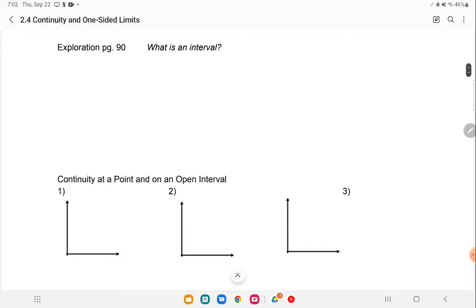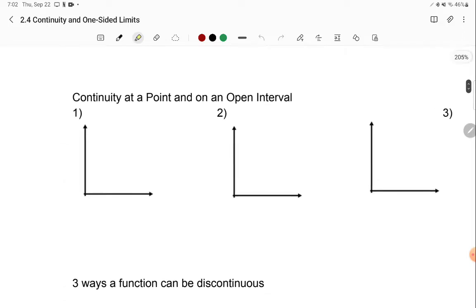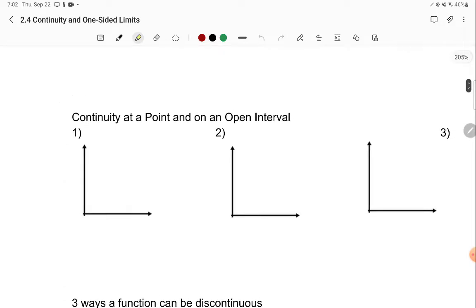In class, we will do this exploration about talking about what is an interval. Intervals are really important when we're talking about discontinuities, because if we're looking at a specific interval, that's the only part of that graph that we need to look at. So what are different types of discontinuities? Let's look at some examples here.